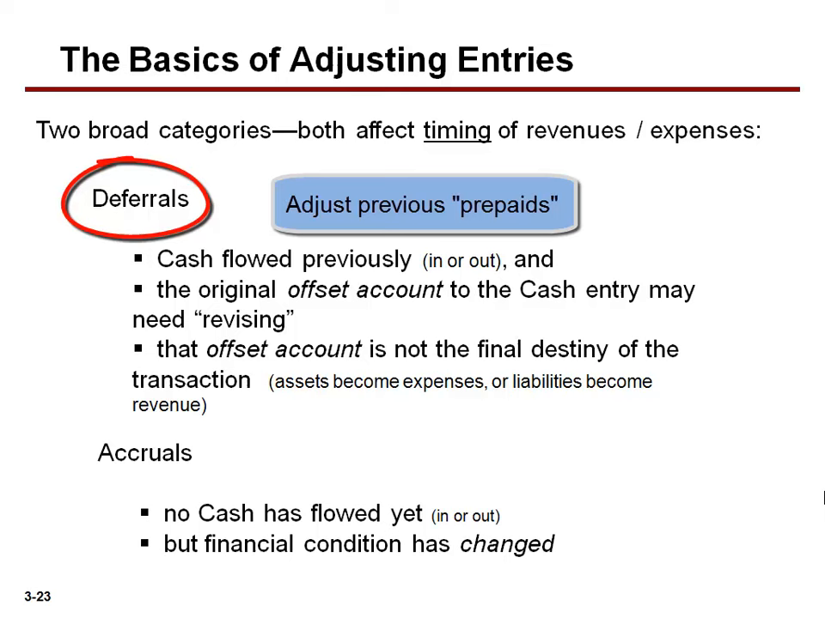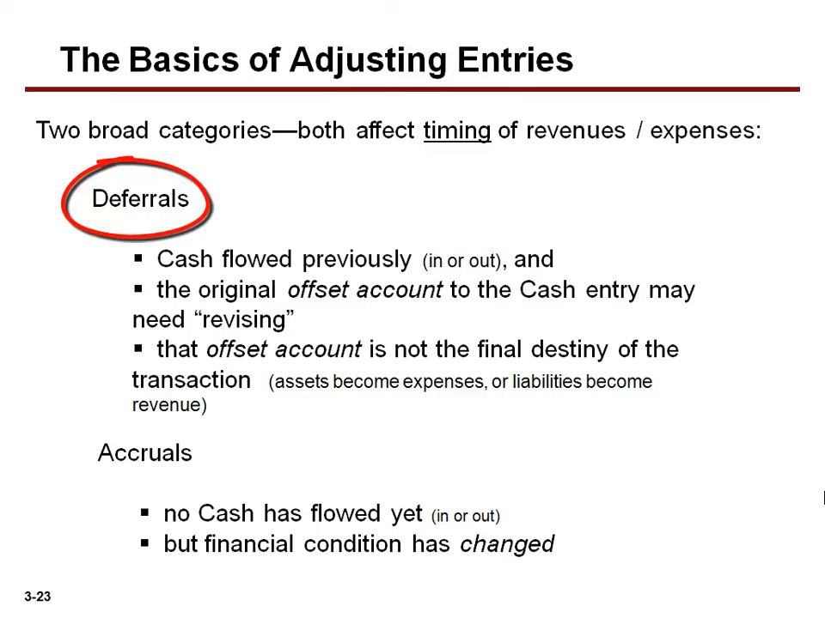Prepaid expenses are assets. They become expenses as the time periods expire or lapse that the payment related to. Or liabilities become regular revenues. Cash paid in advance becomes recognized as earned revenue in the period in which services are later delivered to the customer. Accrual entries, again, anticipate cash in the future.